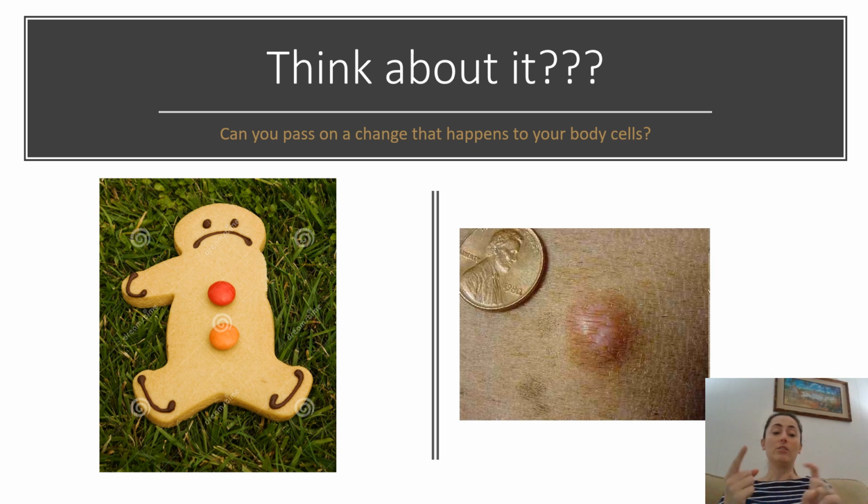So if you dye your hair, guess what? It's not going to get passed on to your kids. If you paint your toenails, guess what? It's not going to be passed on to your kids. If you have some catastrophic accident and you lose limbs, you cannot pass that on to your offspring because those are your body cells. A change to your body cells does not imply that you will pass that on to your offspring because it didn't happen to the DNA inside your gametes, inside the sperm and the egg.